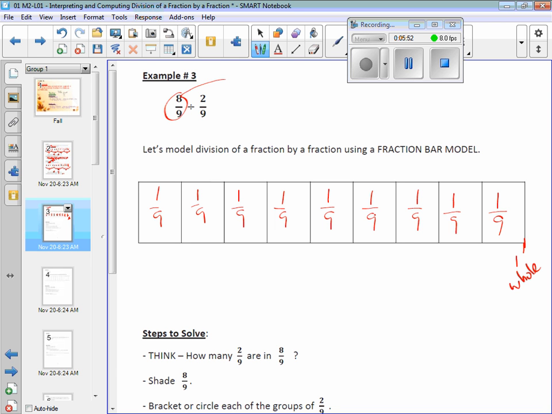Okay. That's our shade. Actually, we don't have exactly 8 ninths. We have 9 out of 9 boxes. We're going to lightly shade 8 of them. So we have 9 ninths to the whole, and we're going to shade 8 out of 9 boxes, which is 8 ninths. Two ninths is what?